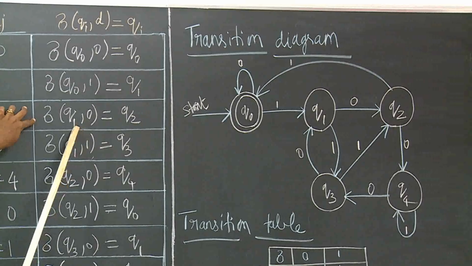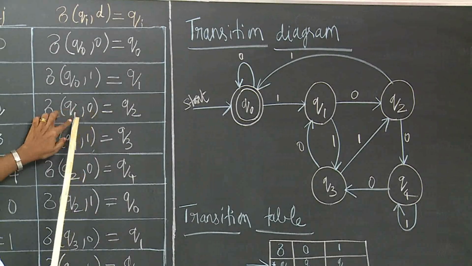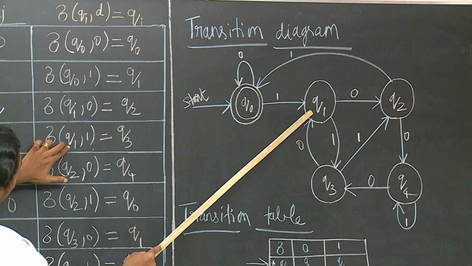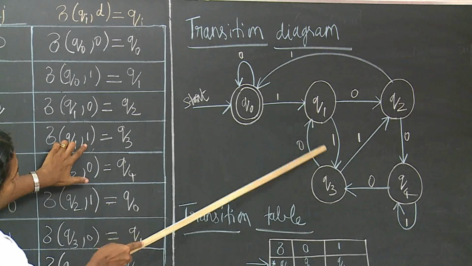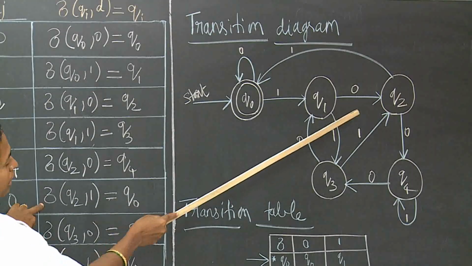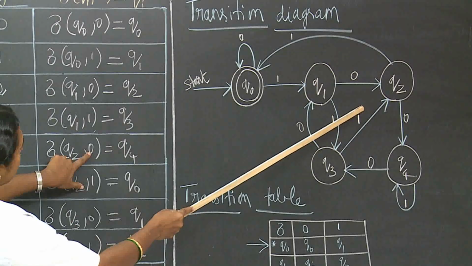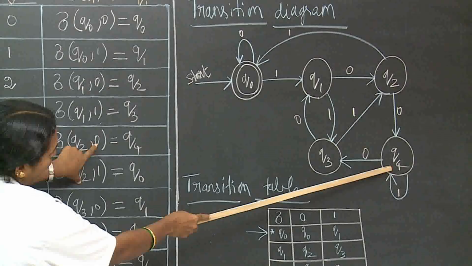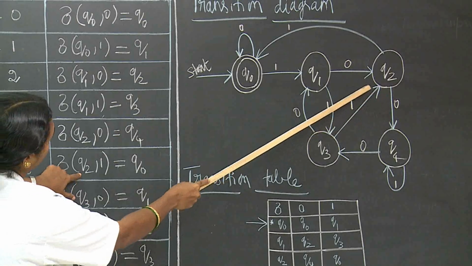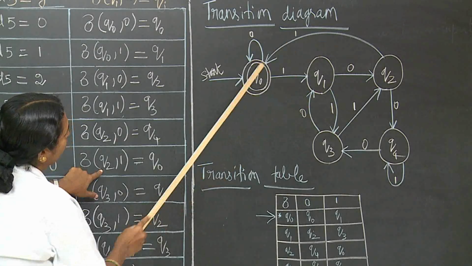Next, we consider the state Q1. Here, by accepting the input symbol 0, it is moving from Q1 to Q2. Next, from Q1, by accepting the input symbol 1, it is moving from Q1 to Q3. Now we have finished the state Q1. Next, we can see the transitions in Q2. After accepting the input symbol 0, it moves from Q2 to Q4. After accepting the 1, it moves to Q0. See here, after accepting the input symbol 1, it moves from Q2 to Q0.